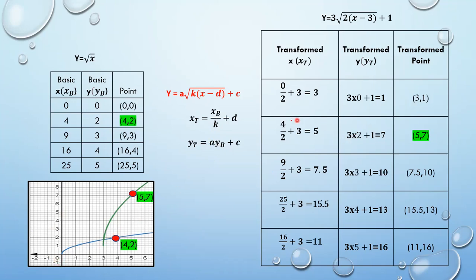But when you use this formula method, you don't need to worry about reflection and all these things because the points automatically give you reflected points. So I think this is all about transformations.